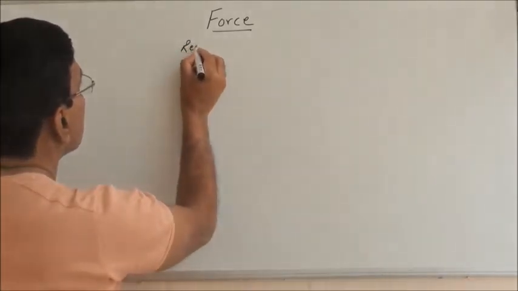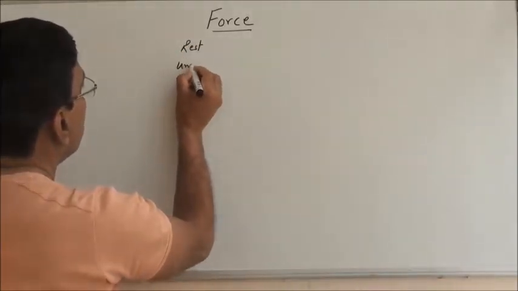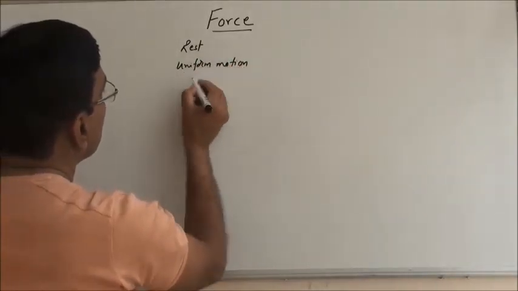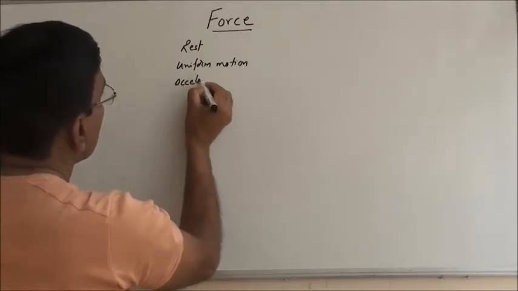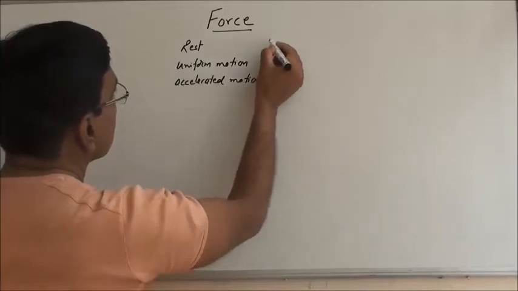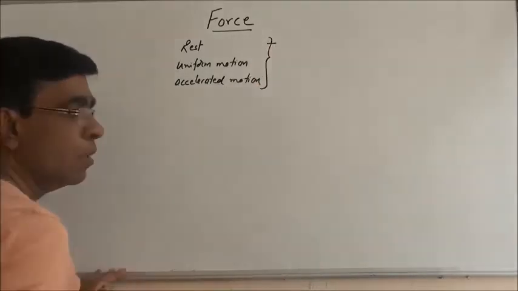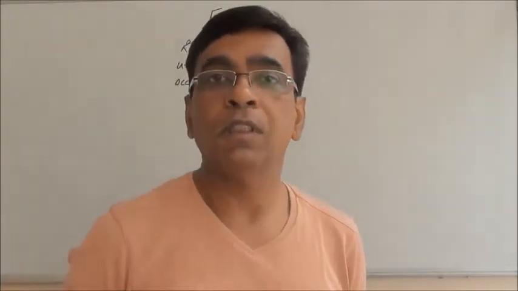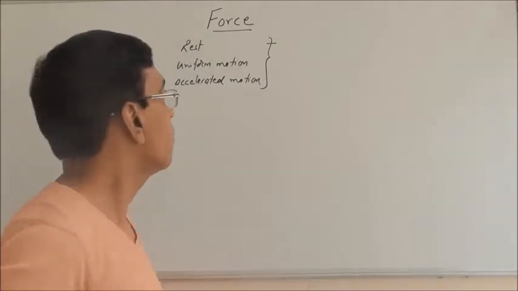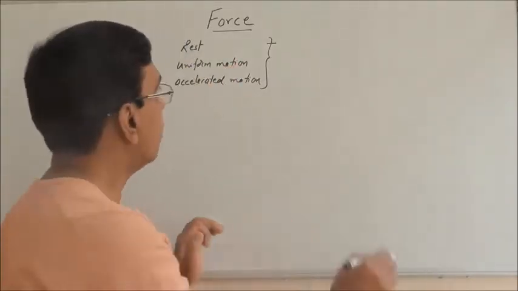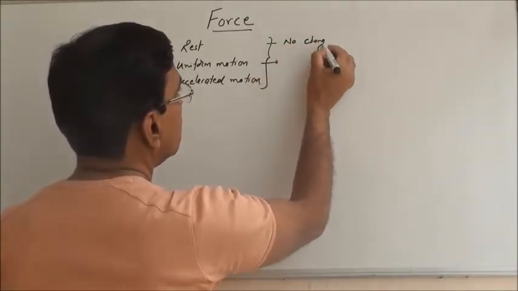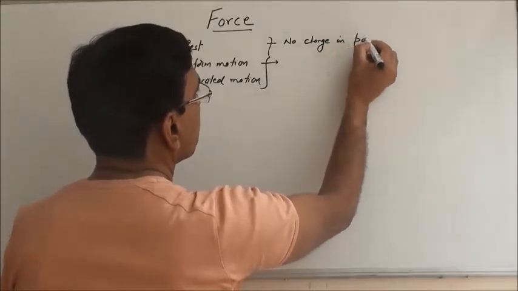So far we have discussed rest, uniform motion, and accelerated motion. Rest means when a body does not change its position with respect to the observer, the body is said to be at rest. So rest is no change in position.